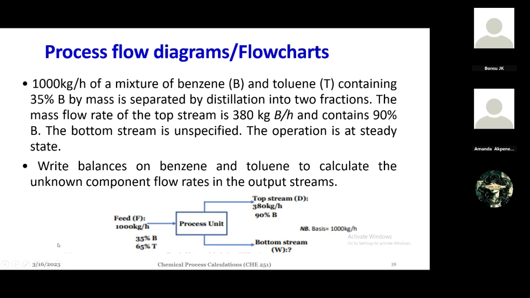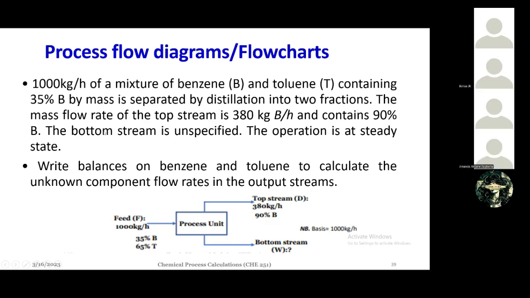The overall mass balance, where you look at the total, will be our first equation. Then we can come to our components, benzene and toluene. Remember, I said that to find our actual flow rate of benzene, you should take note that these percentages are mass percent or mass fractions. So to find the mass flow rate of benzene, you just multiply your 35% by your 1,000. In another sense, 0.35 times 1,000. And that should be equal to the benzene here, where the mass fraction is 0.9, times your 380.